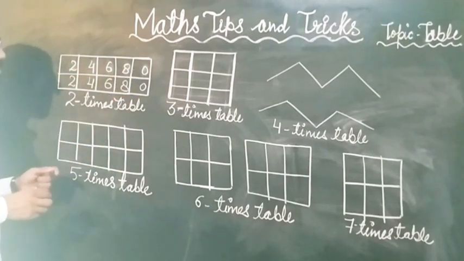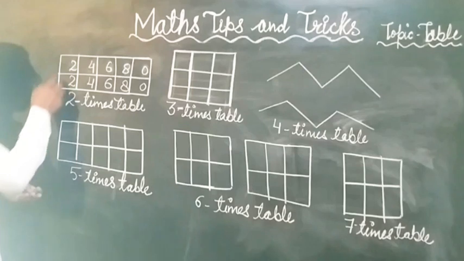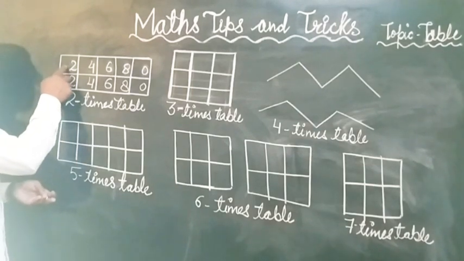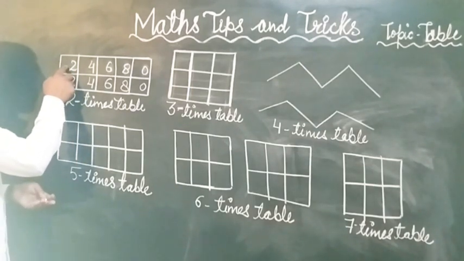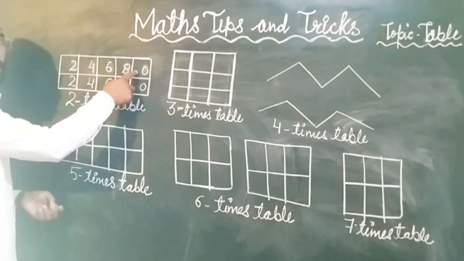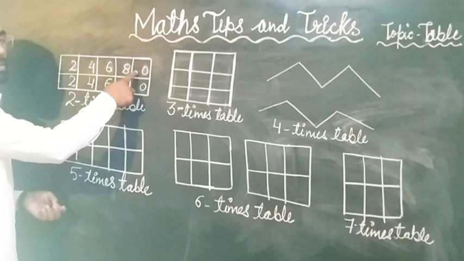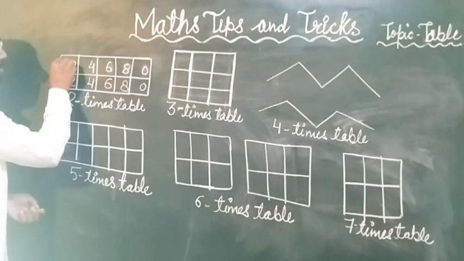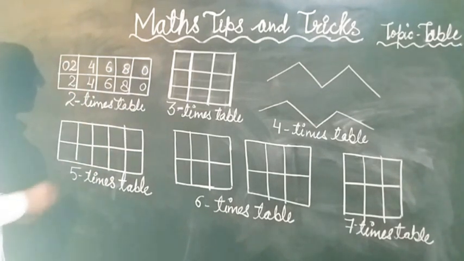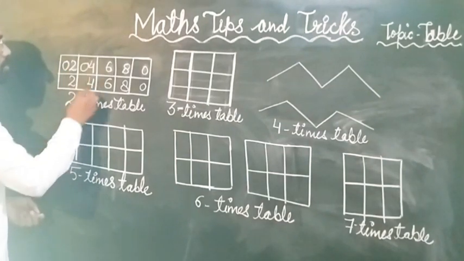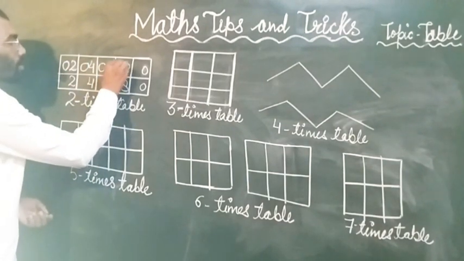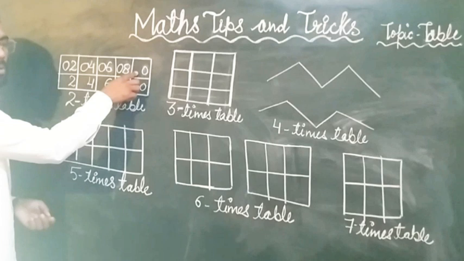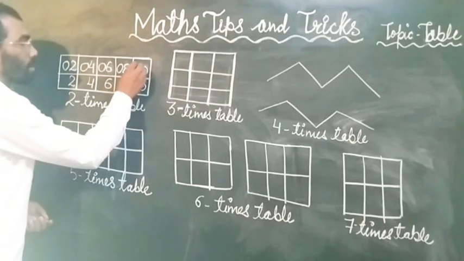You know what even numbers are? Then write 0 at the tens place. Write 0 in the first row, at the tens place, but not at the last box. Write here 0, write here 0, write here 0, but not at the last box. You will write here only 1.